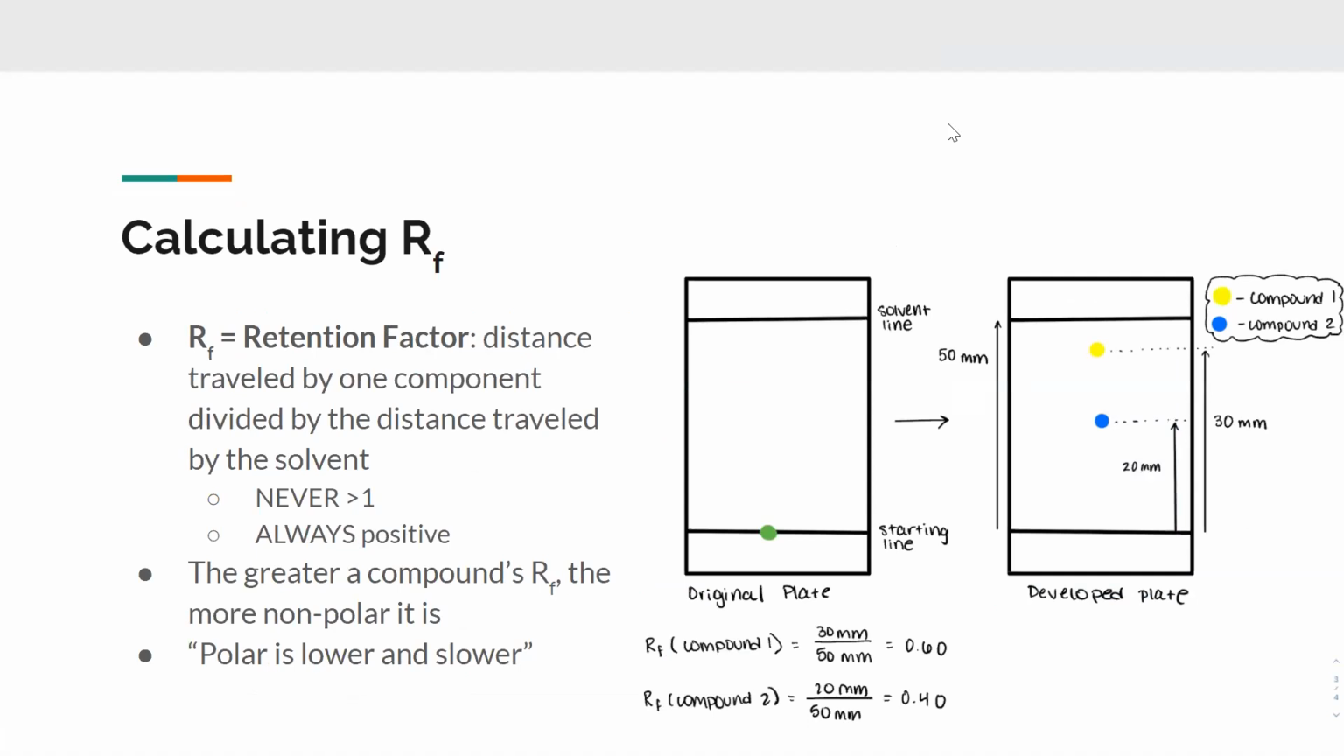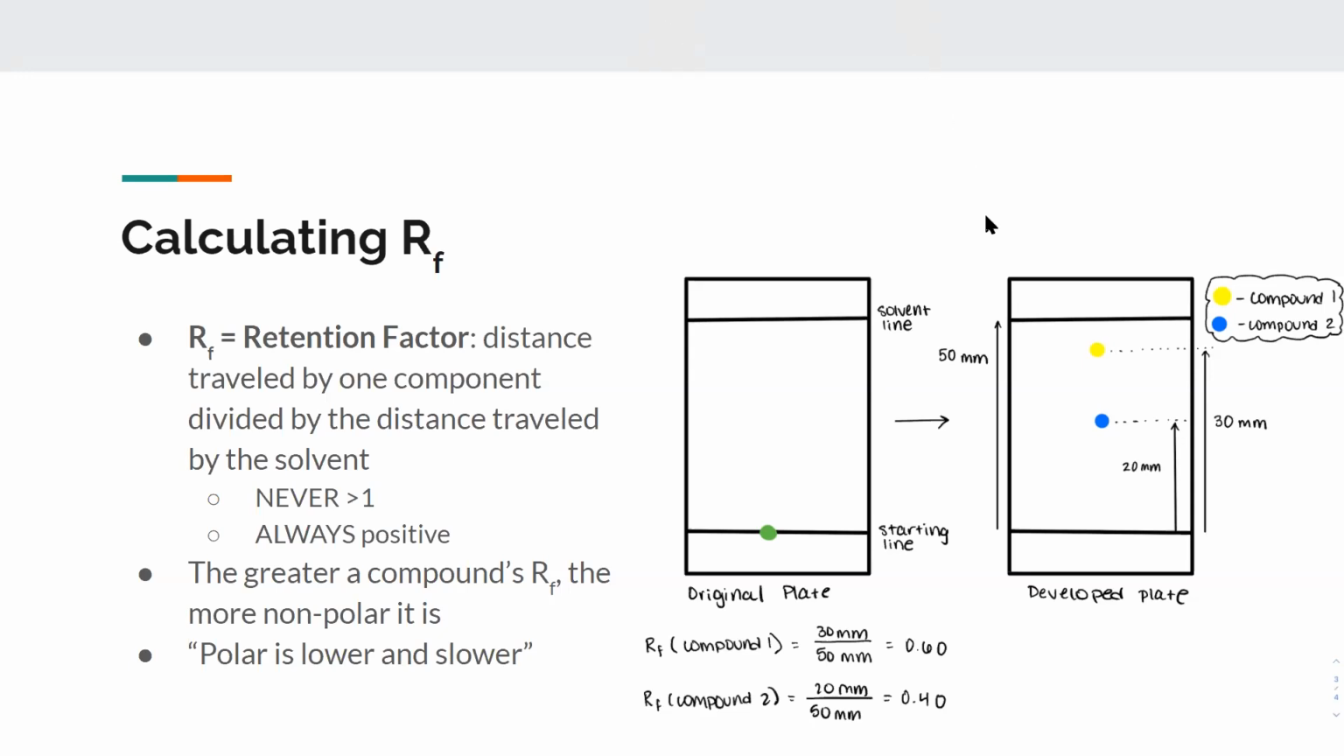So the MCAT will most likely ask you questions involving calculating the RF value. So what is the RF value? Basically, RF stands for retention factor, which is equal to the distance traveled by one component divided by the distance traveled by the solvent. Because the RF is a ratio and the numerator is always going to be smaller than the denominator, the RF value will never be greater than 1. If it is, then you've probably made a mistake. And it will always be positive because the distance can never be negative.